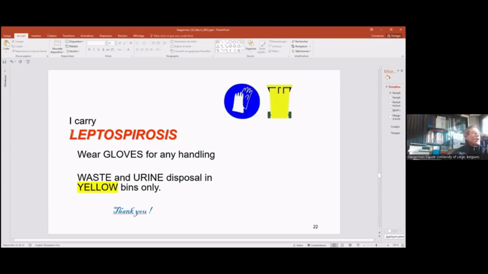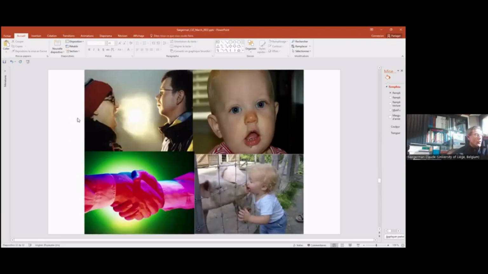I also name, for example, leptospirosis, because the urine is very infectious. And we also need to use gloves to protect your hands, and to dispose of waste and urine in yellow bins, for example. Of course, there are several behaviors that are not appropriate, and we explain this.